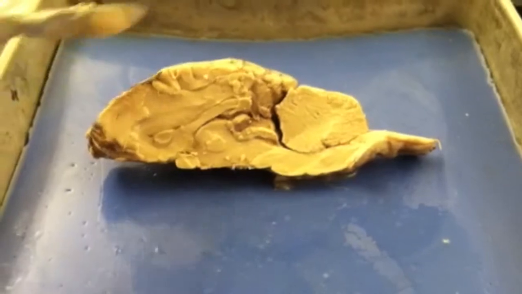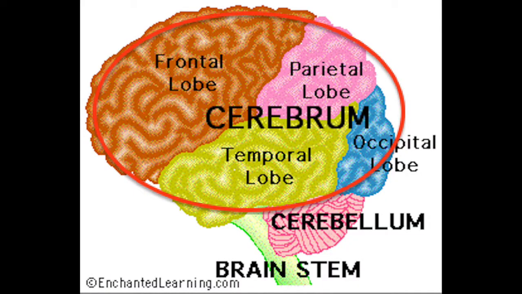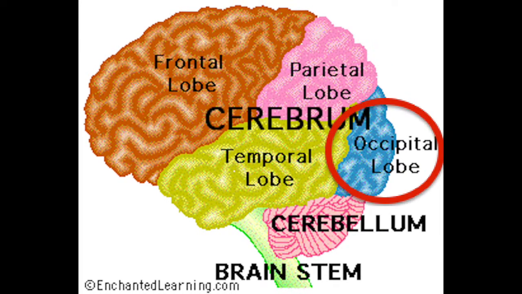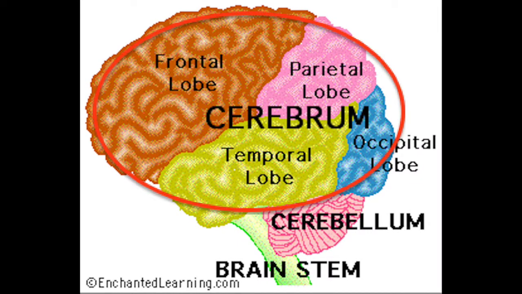This is the cerebrum, the largest part of the brain. The cerebrum can be split into 4 different parts: the frontal lobe, the parietal lobe, the occipital lobe, and the temporal lobe. This is the part of the brain that controls emotions, hearing, vision, and personality, along with voluntary actions.